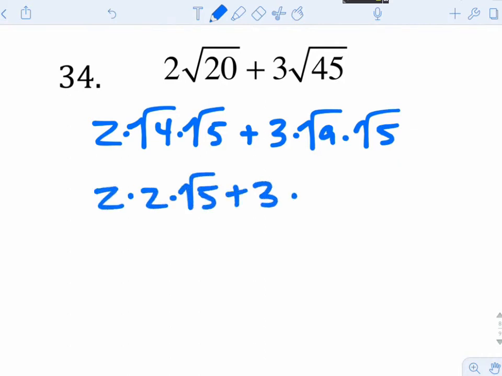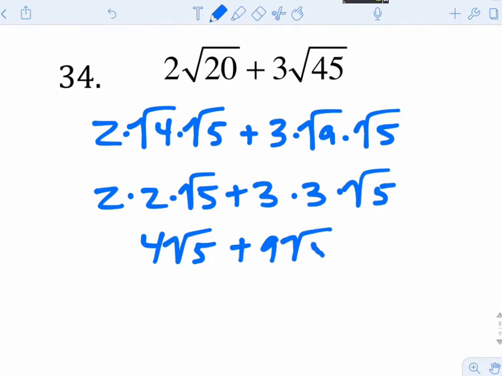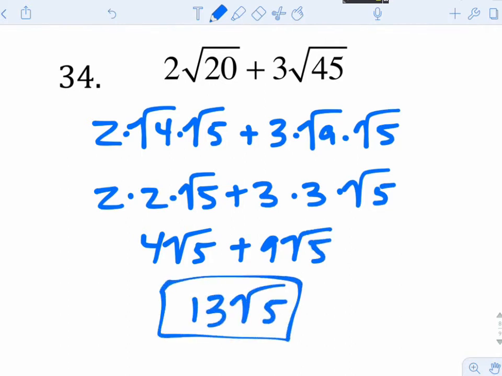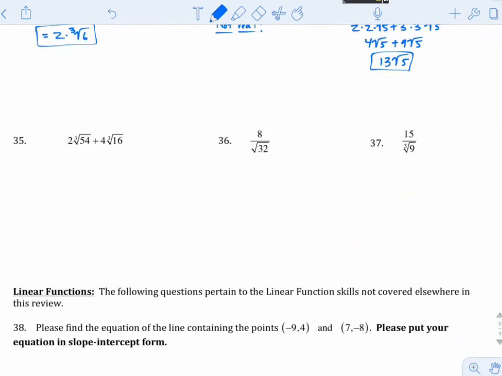And the square root of 9 is just 3. Oh, check it out, so we end up with 4 square roots of 5 plus 9 square roots of 5, hot damn, for a grand total of 13 square roots of 5. I mean, that's beautiful stuff right there. All right, 35.